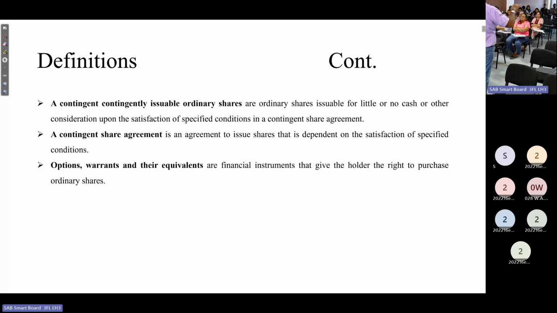One share can be purchased at 100 rupees because of this option. Because they have a purchase option.